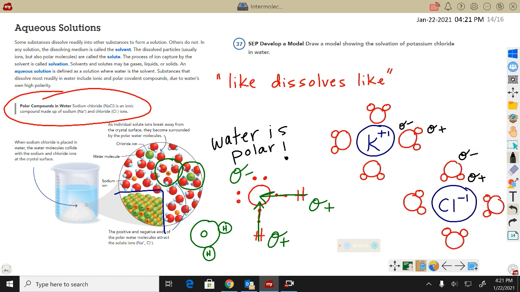But you could also dissolve any other molecule that's polar, that would have these oppositely charged regions that would then be attracted to the oppositely charged regions of a water molecule.